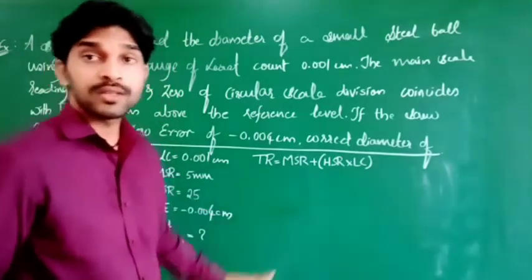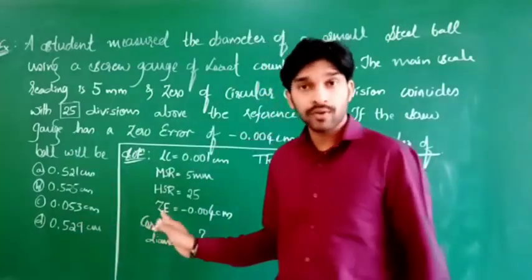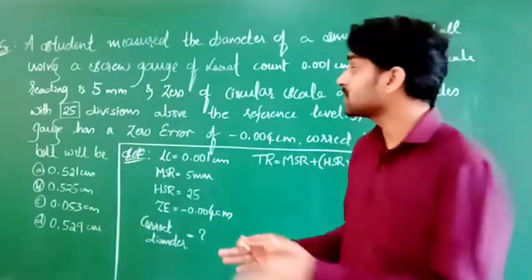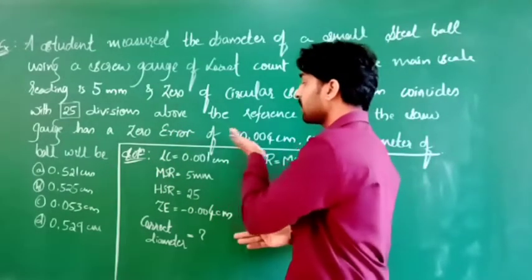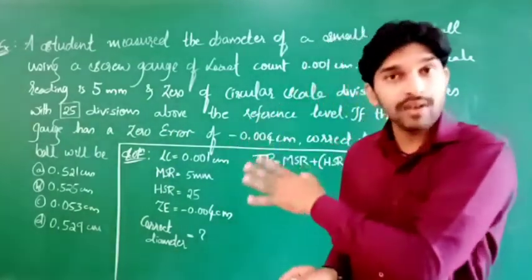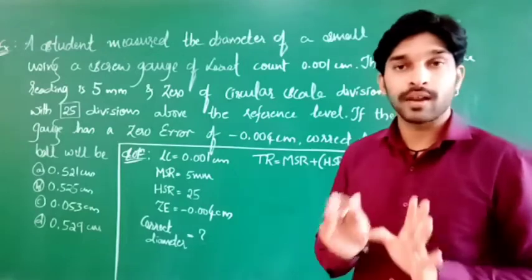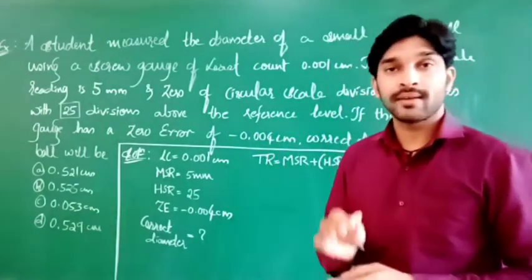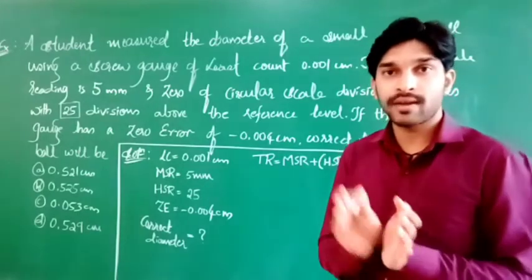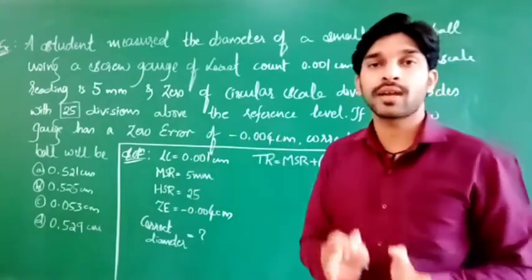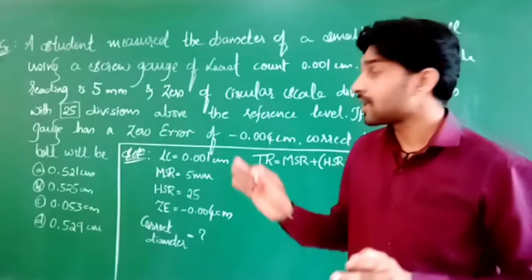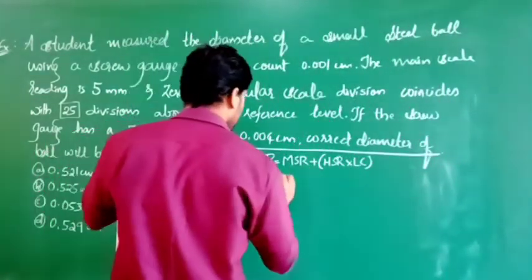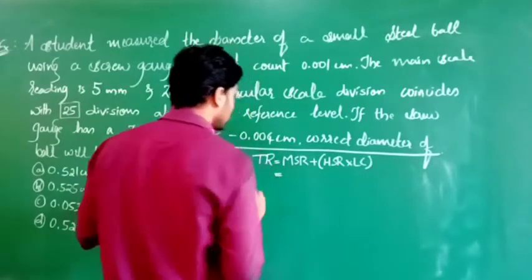After 2 to 3 steps I will get a diameter. Corrected diameter means that error value I should remove. We are having some error that is nothing but zero error. Zero error value they had given to us, that value we should remove. Removing means this complete value we should take with a negative sign. That means diameter minus zero error will give me the correct diameter. Calculated diameter minus zero error will give me the corrected diameter.